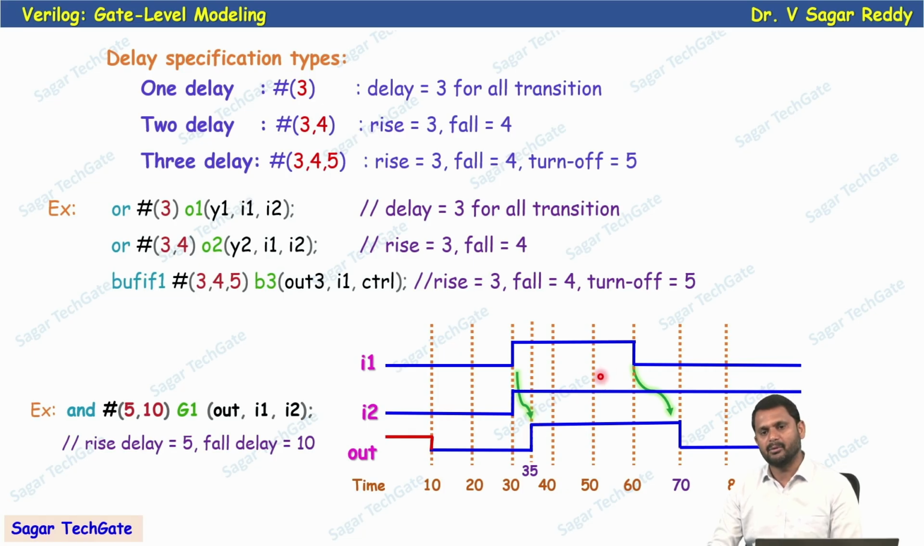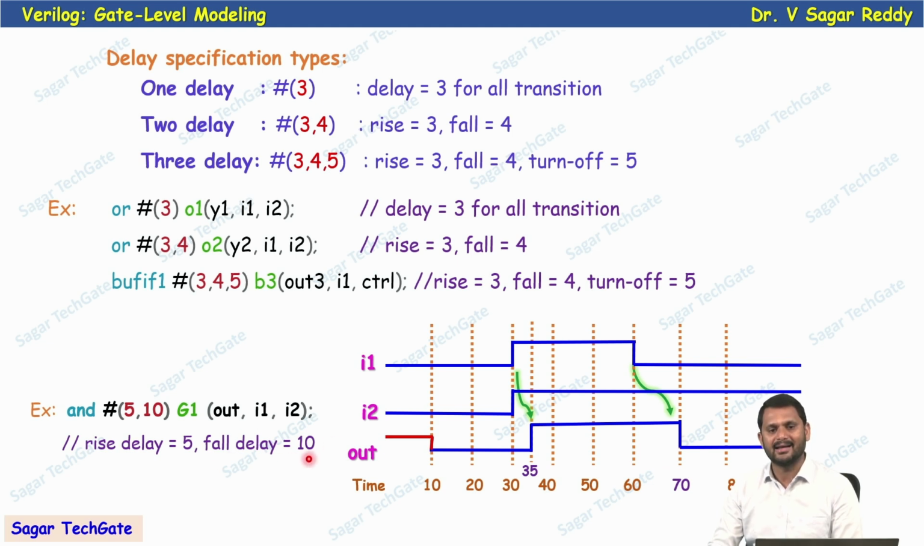In the same way, for example, if you see the time instant at 60, now one of the inputs is 0 for this AND gate, and the other input is 1 only. So one input is 0, another input is 1. In this case, the AND gate output is 0. But until now the output is 1. So the output becomes 0 at the time instant 70 only, not at 60.